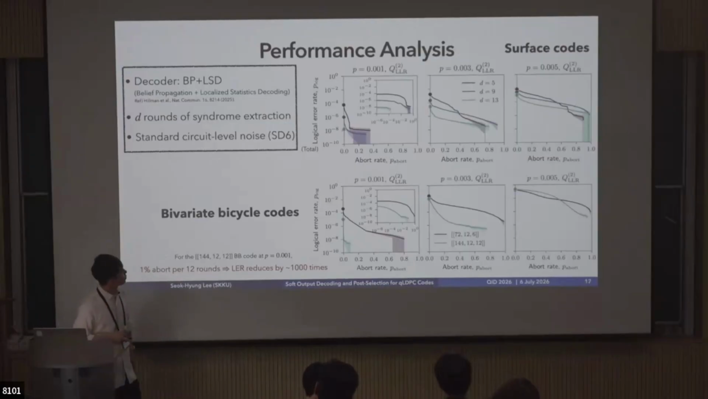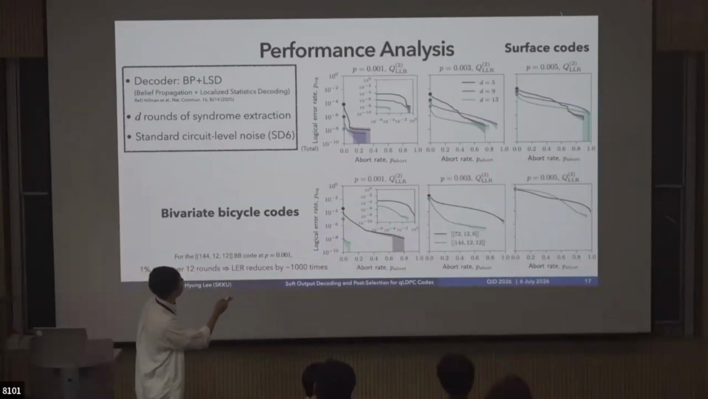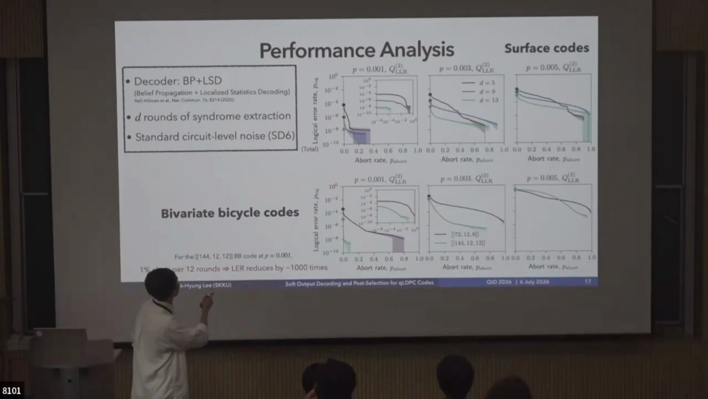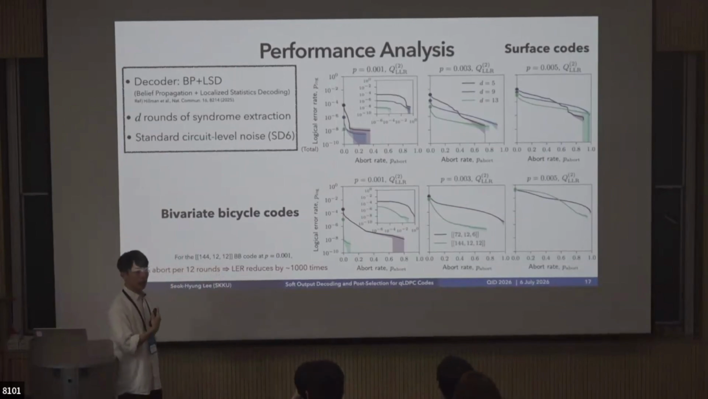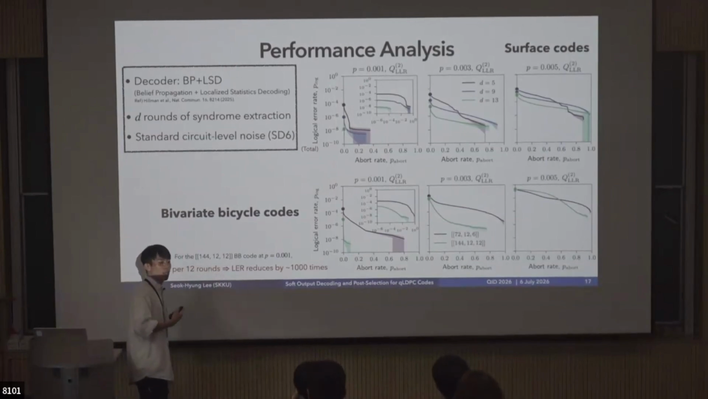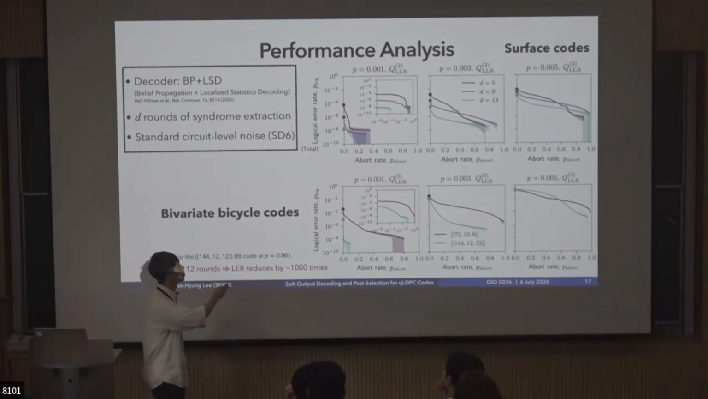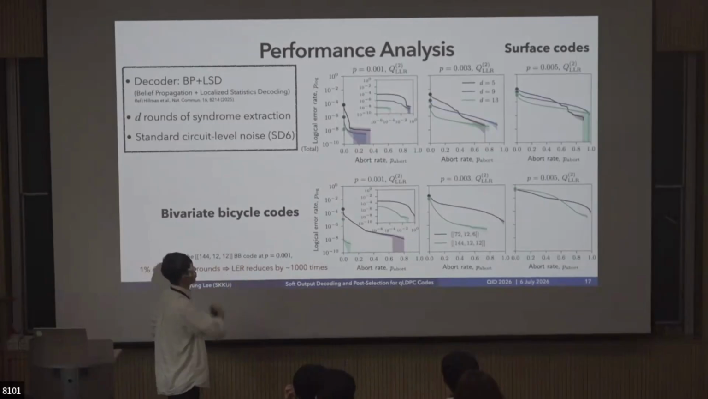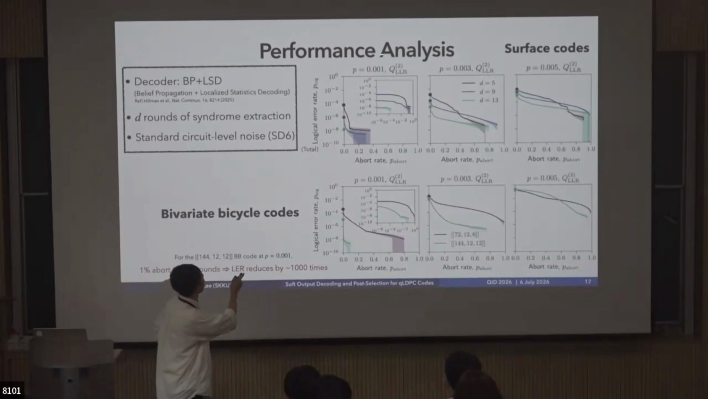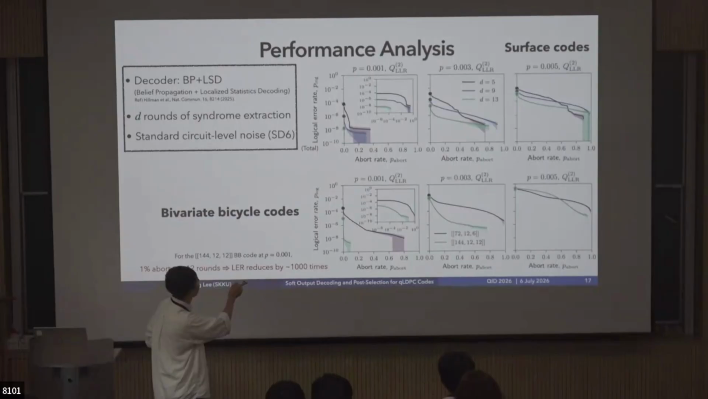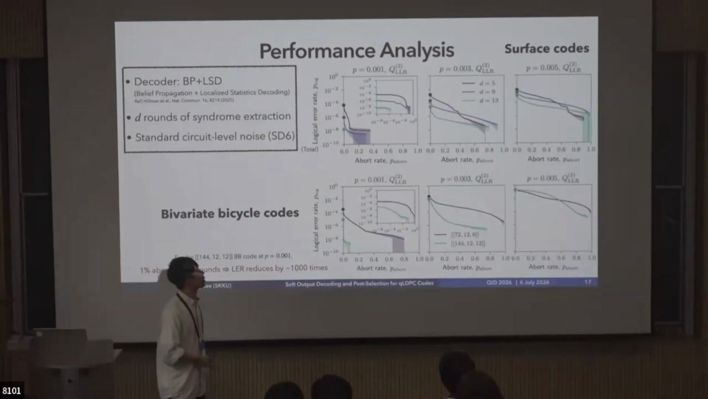So here are some performance measures. For the surface code, each of these figures shows the logical error rate, I mean the conditional logical error rate after post selection. It is not the logical error rate per round. It is the total logical error rate of D rounds, against the abort rate by the post selection. And we consider three different error rate regimes: 0.1%, 0.3%, 5%.